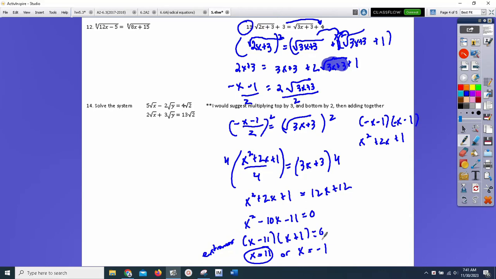If I plug in a negative 1, I'd have root 1 because negative 2 plus 3 is 1. The root of 1 is 1, 1 plus 3 is 4. If I plug it in here, I would have root 0, which is 0, plus 4. This one passes the test. And that's a good stopping point. So that's the first part of 5-4.